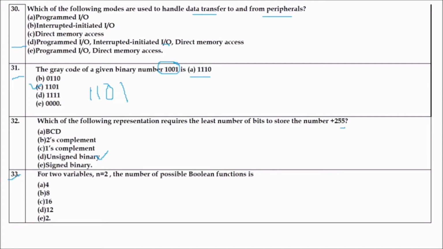Next is for two variables, n equal to 2, the number of possible Boolean functions is. So we have taken this question already. The answer is C, 16. Why? Because I already told you the AND and OR functions are only two of the total of 16 possible functions formed with two binary variables.